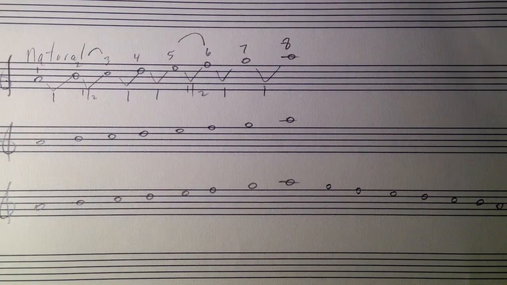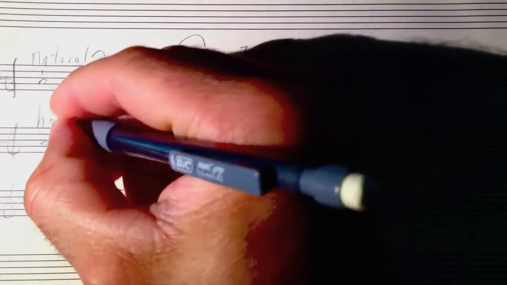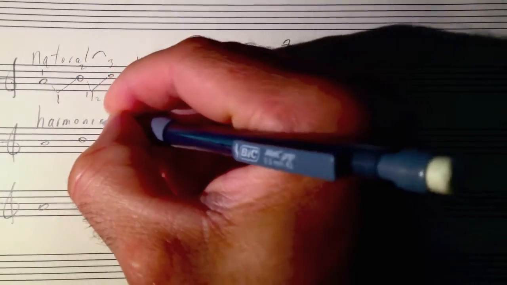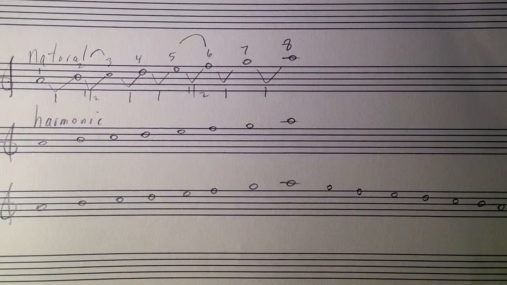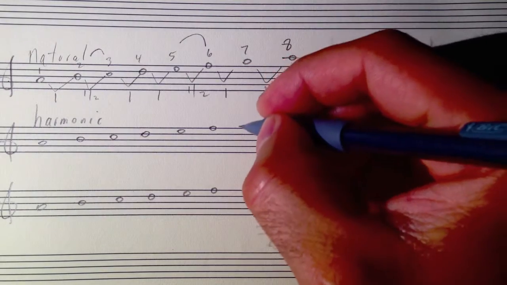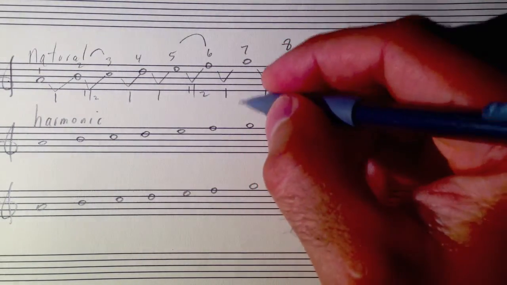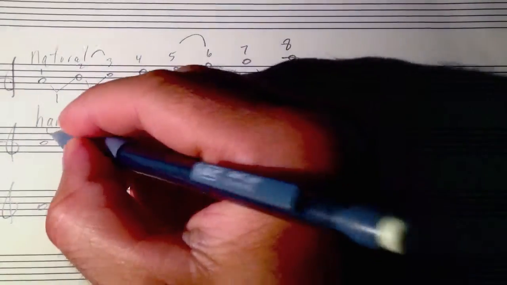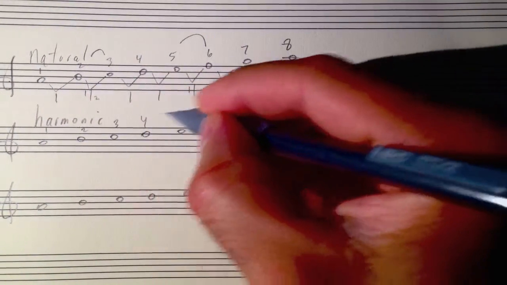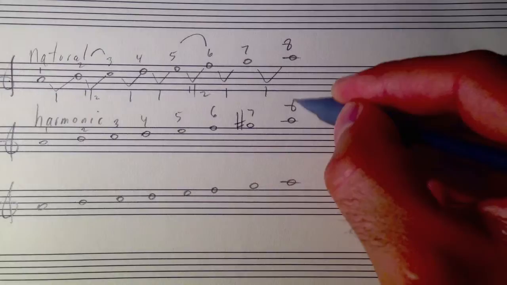Now let's look at the next type of minor scale, and that's a harmonic minor scale. Now, for this scale, one note changes as compared to the natural minor scale. It's the seventh note. The seventh note becomes raised a half a step. So we're going to sharp that note. So here's note 1, note 2, note 3, 4, 5, 6, 7, and 8.